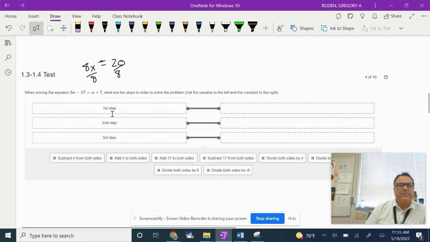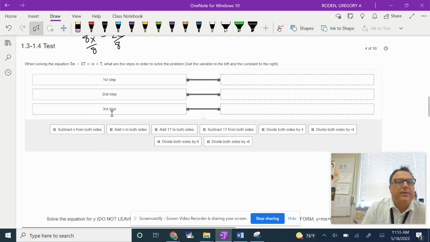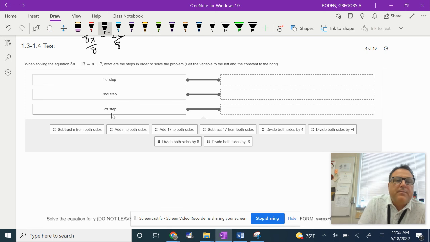Okay, so the next problem says, when solving this equation, 5n minus 17 equals n plus 7, what are the steps in order to solve this equation? Well, let me write this down. So 5n minus 17 equals n plus 7.